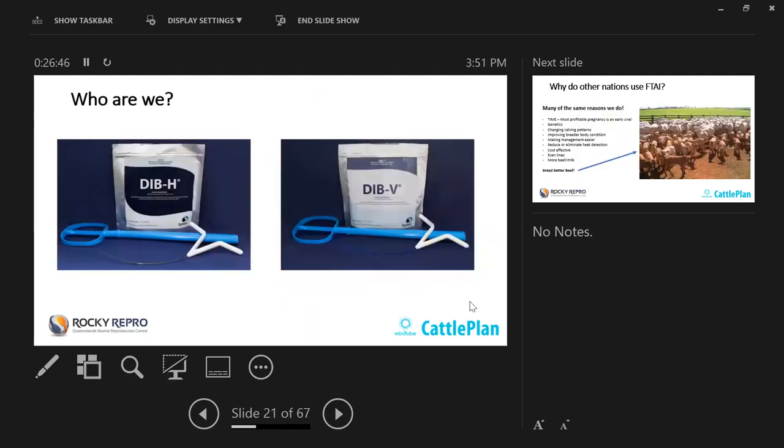And this is probably what you might be familiar with here in Australia. These are the two progesterone devices for AI synchronization, or ET. The DIV-H, which is mostly used in beef, and the DIV-B, which is mostly used in dairy heifers. They're just a bit different in dose rates, so that's why they sit in different markets.